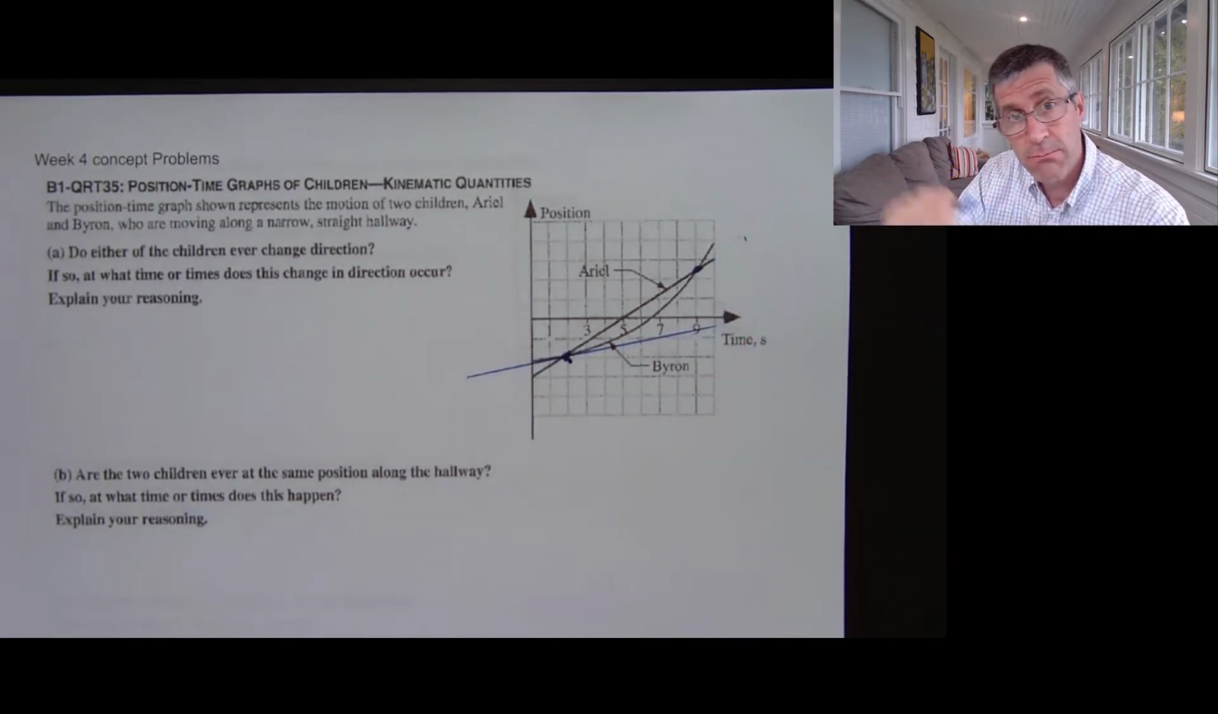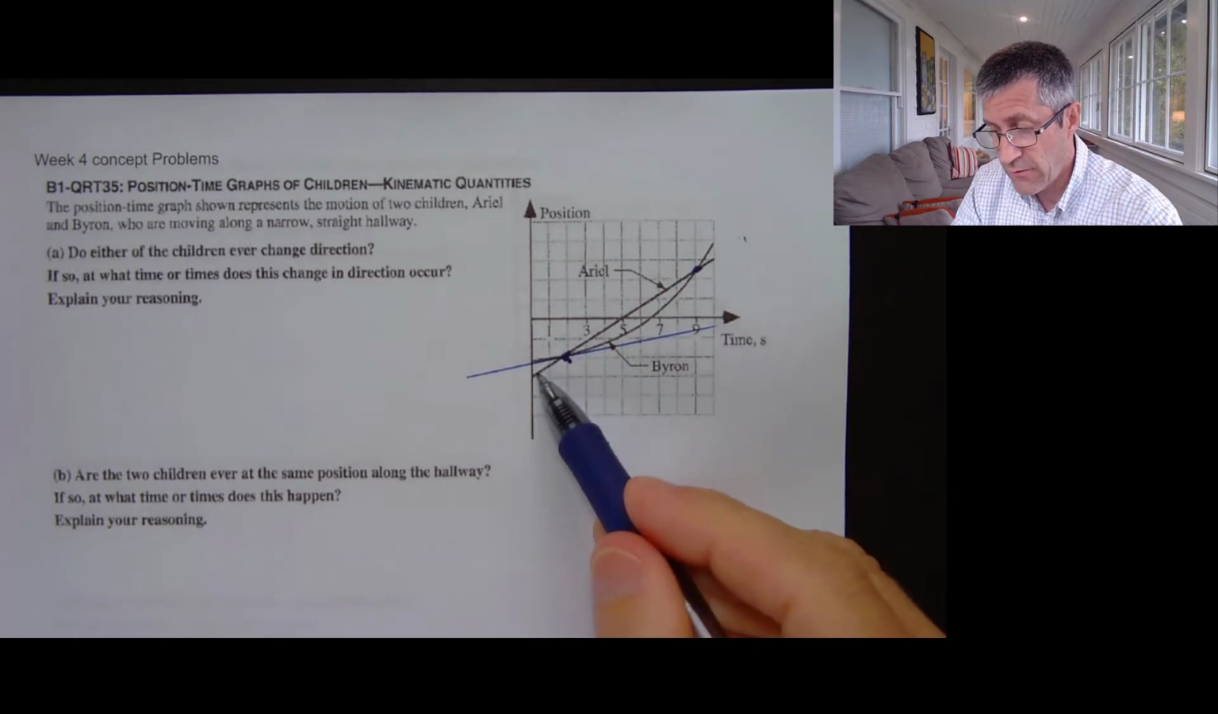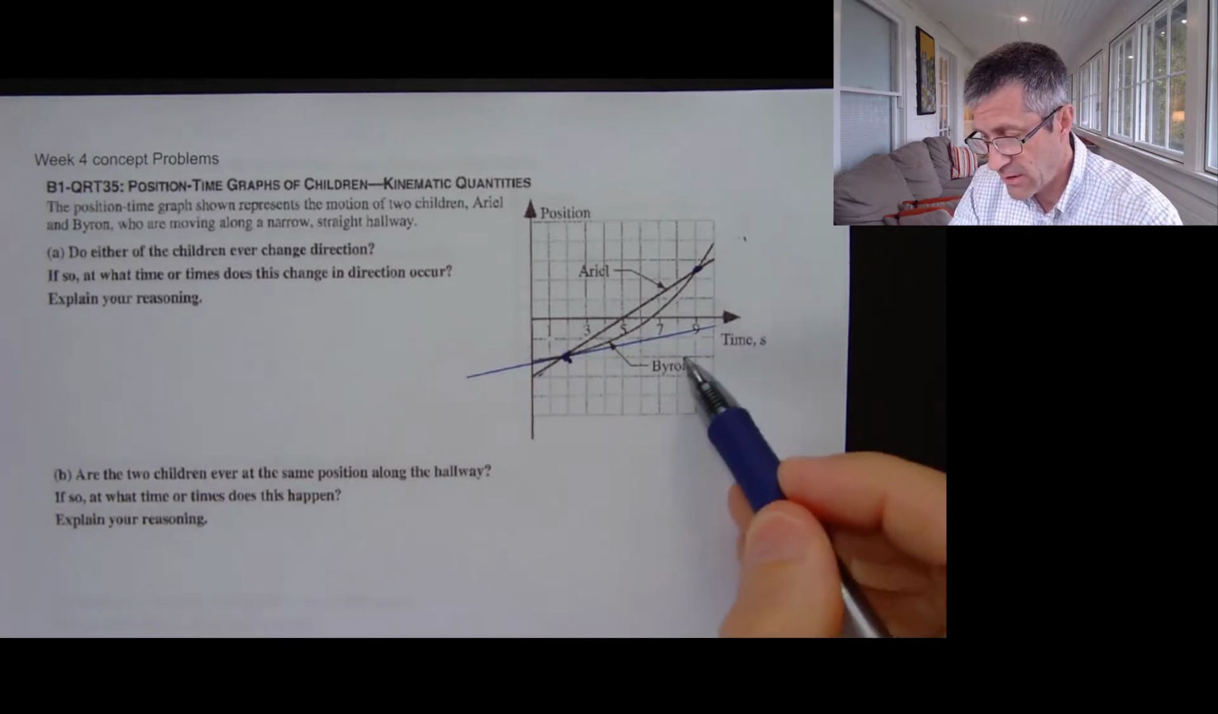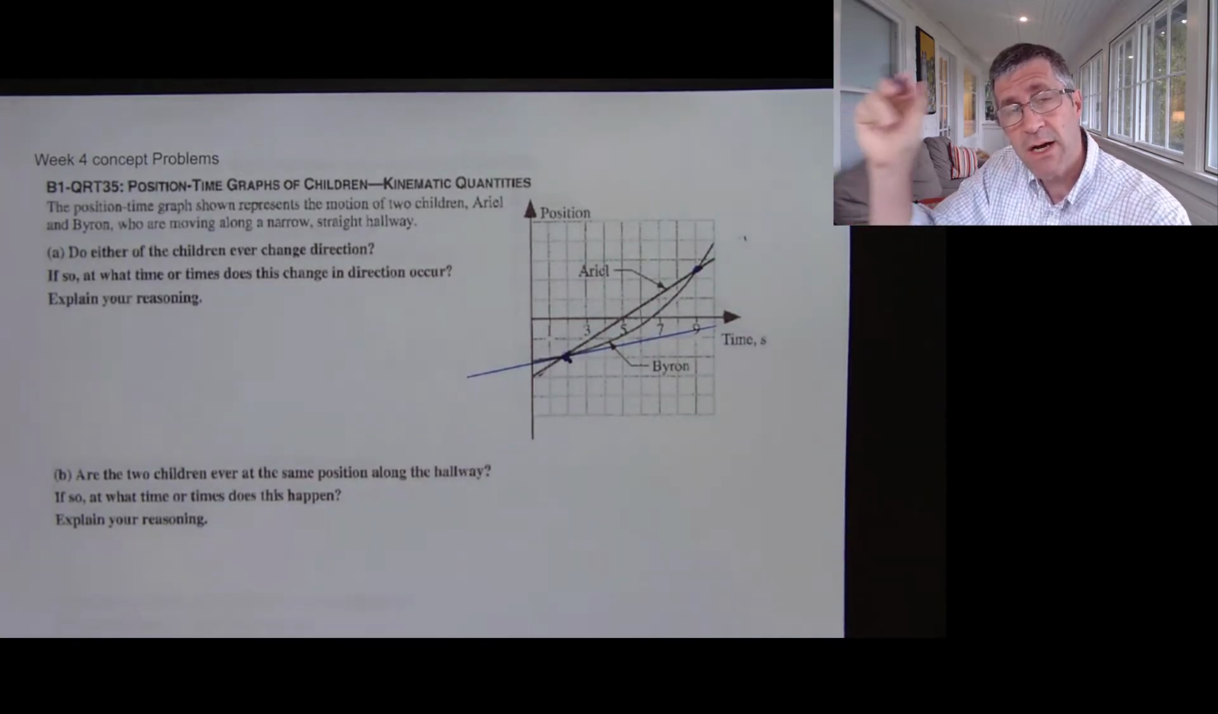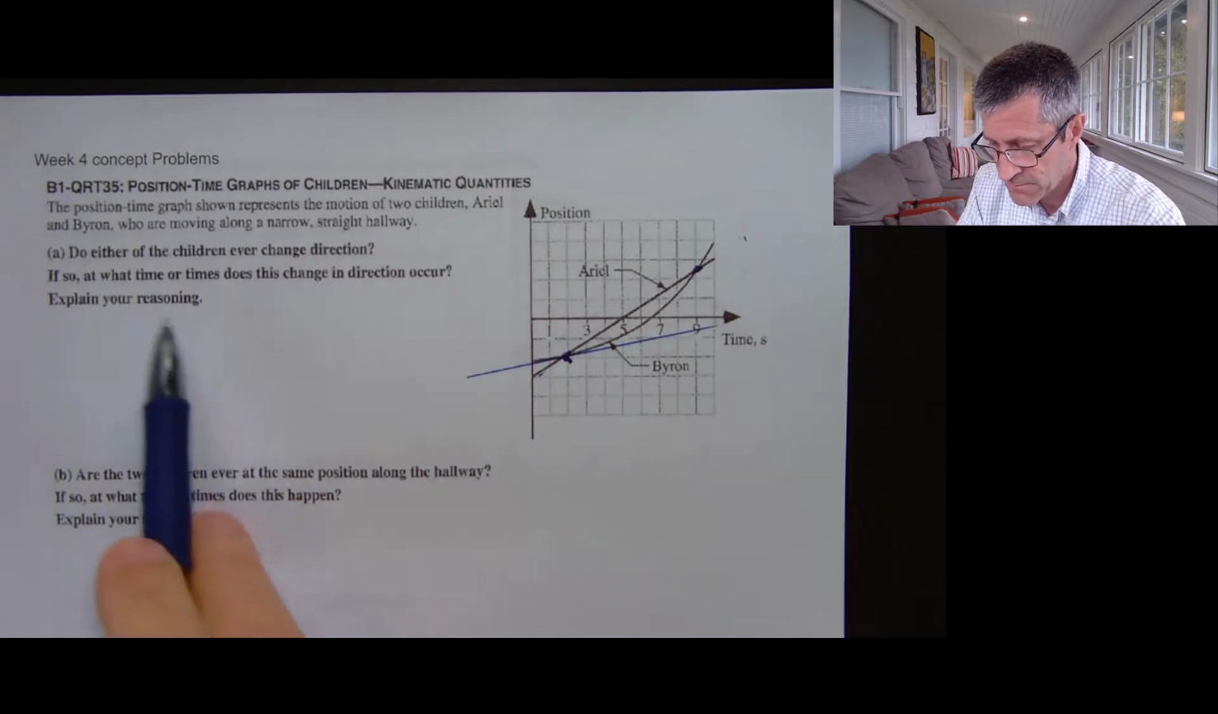Any part of a smile is positive acceleration. Any part of a frown is negative acceleration. So here I have Ariel going at constant speed, and I have Byron that's experiencing positive acceleration. This is part of a smile.